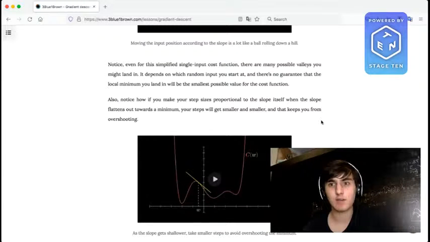Also, notice how if you make your step sizes proportional to the slope itself, when the slope flattens out towards a minimum, your steps will get smaller and smaller, and that keeps you from overshooting. So as the slope gets shallower, take smaller steps to avoid overshooting the minimum. So we have some big slope, so we go down a lot, and then as the slope gets closer to 0, a flat line, we're going to take smaller steps until we reach that 0 value, and that's going to be our local minimum.